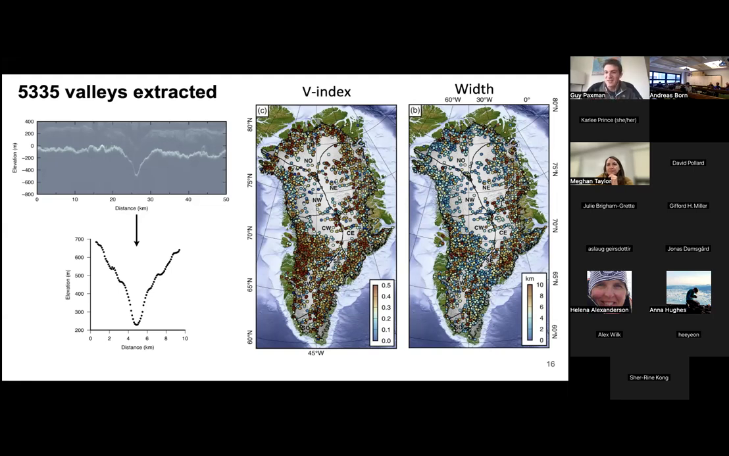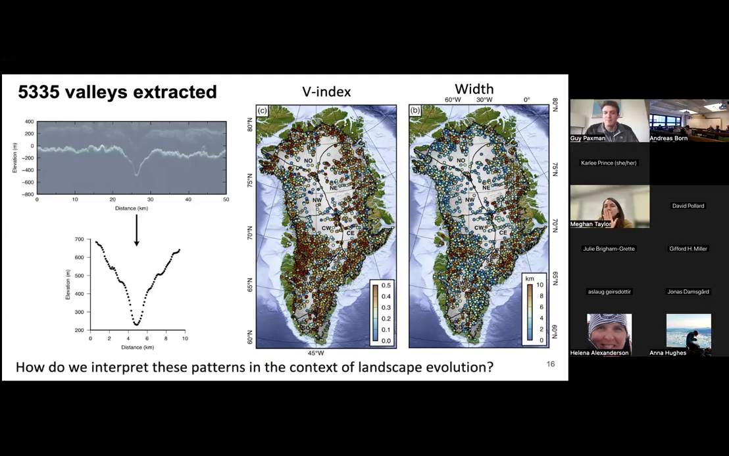Here's just a couple of the metrics shown here. And I think it's fair to say that if you look at that image, you might think that's a real mess. There's a lot of color going on there, and it's hard to really understand what that's telling us. I think that'll be a very fair reaction. When we saw this, we weren't really sure how to interpret that. It's quite a busy plot. But I think what it helped us to think about is, how can we compare the morphology of the valleys we're seeing underneath the Greenland ice sheet to valleys we see in analogous areas elsewhere in the Northern Hemisphere? And that maybe helps us to interpret these patterns in the context of landscape evolution.